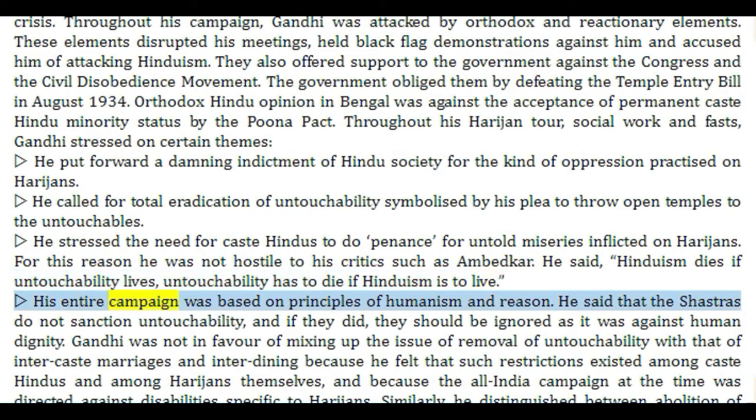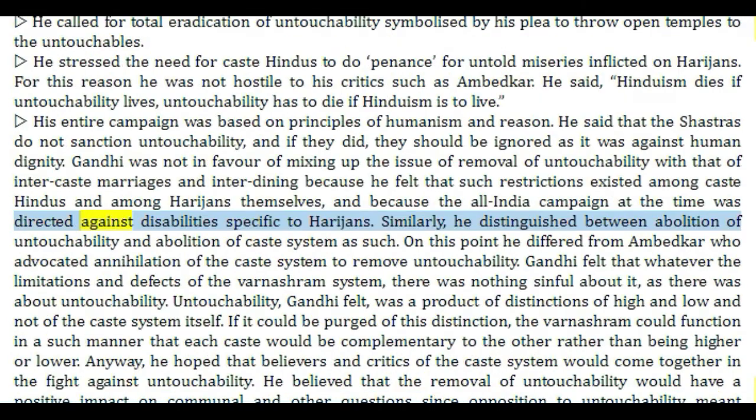His entire campaign was based on principles of humanism and reason. He said that the Shastras do not sanction untouchability, and if they did, they should be ignored as it was against human dignity. Gandhi was not in favor of mixing up the issue of removal of untouchability with that of intercaste marriages and interdining because he felt that such restrictions existed among caste Hindus and among Harijans themselves, and because the All India campaign at the time was directed against disabilities specific to Harijans.